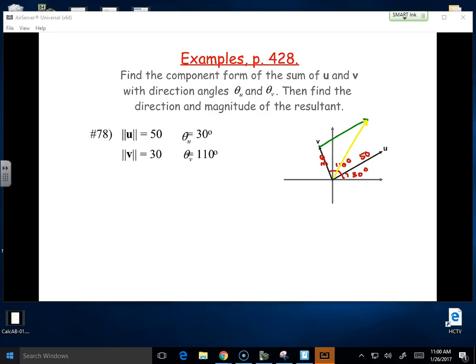Here, right? No, that's still not a right triangle. Nope, still not a right triangle. So if I wanted to find the magnitude and the direction of this guy, I would need to figure out his angle and his magnitude.